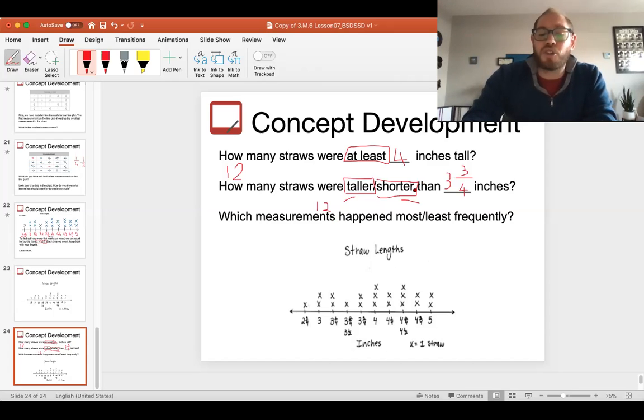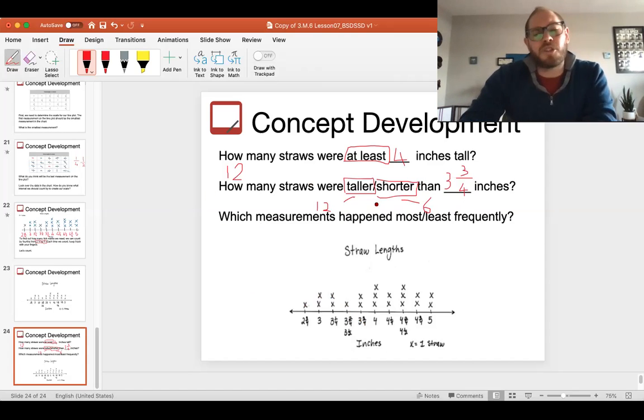Now, how many are shorter than 3 3/4 inches? Do I want to include 3 3/4 inches if I'm asking for things shorter? No, I don't. So let's go ahead and count them up. 1, 2, 3, 4, 5, 6. And I'm going to stop because I don't want to count 3 3/4 inches. There we go. 6 are shorter.